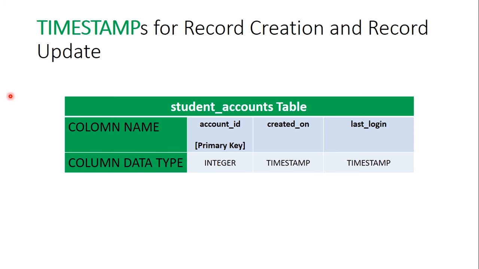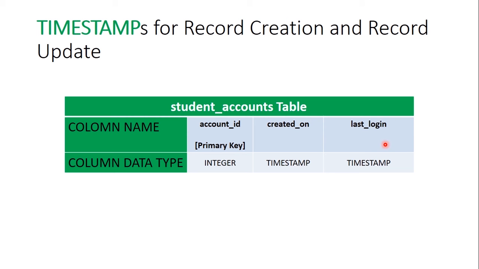Next, we need to talk about timestamps. We use timestamps to record creation and record updates. So imagine if you are having a system, and in that system, like maybe Facebook, you need to know when a record is created, what time that record was created in your database. Like for example, in our table students accounts, we can insert account ID, then when account created and when was last login to that account.